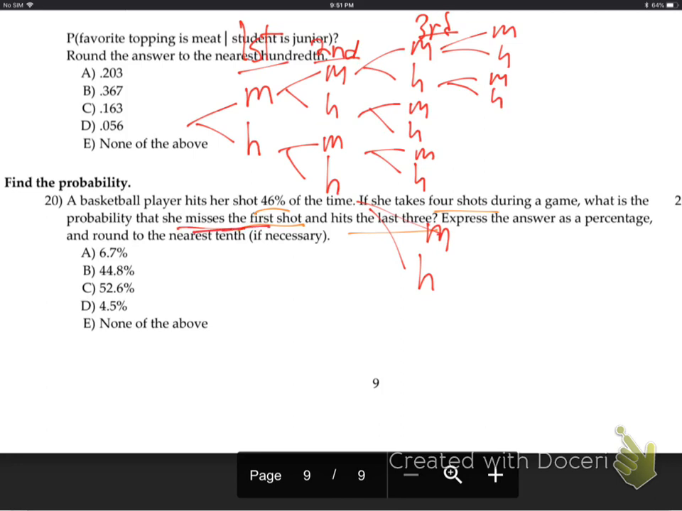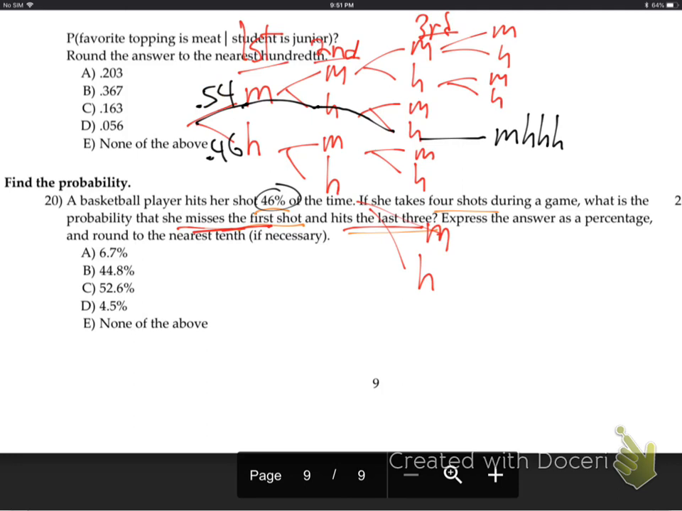She misses the first, hits the last three. Let's find just that row. So misses the first, hits, hits, hits right here. That's what they're asking me for. What's the chance of that? Well, she hits 46% of the time. So the 0.46 is always the H. What's the miss then? If she hits the shot 46% of the time, then subtract from 1.0 in decimal. 54% of the time she must miss.